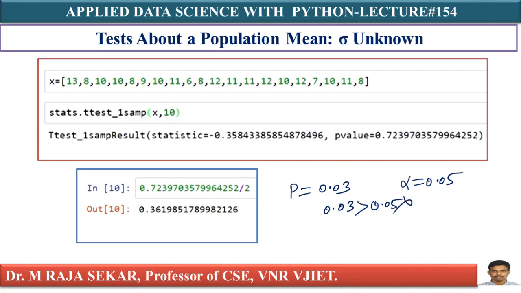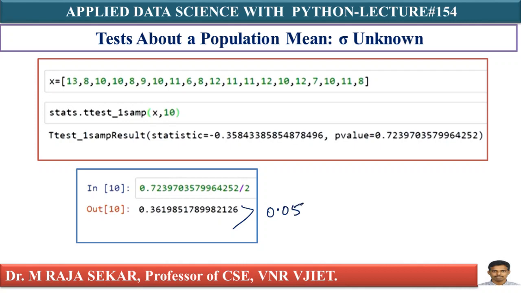In that case, what do you have to do? You have to reject the null hypothesis, reject H naught. But in reality, here the calculated p value is greater than alpha. Therefore, in this case, I must accept H naught, that is the null hypothesis, isn't it?